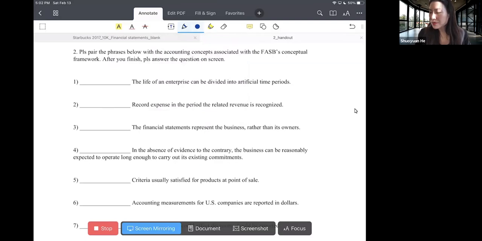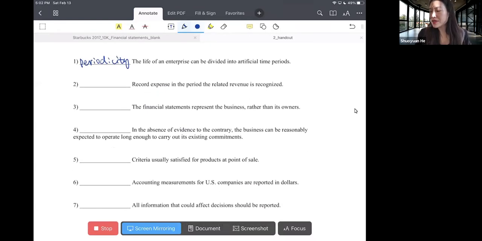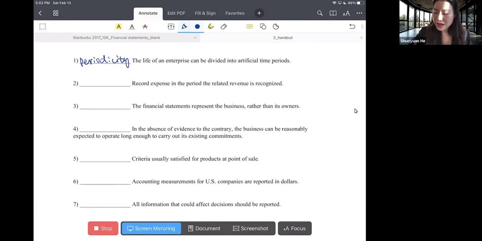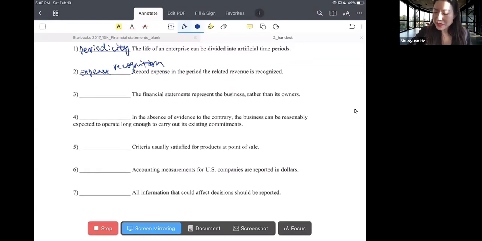The life of an enterprise can be divided into artificial time periods. What is that? Periodicity. Record expense in the period the related revenue is recognized. Expense recognition. The financial statements represent the business rather than its owners. Economic entity.